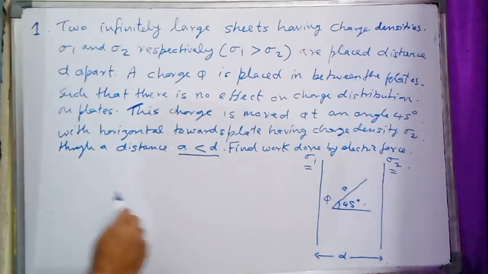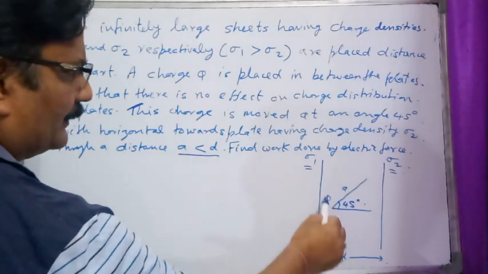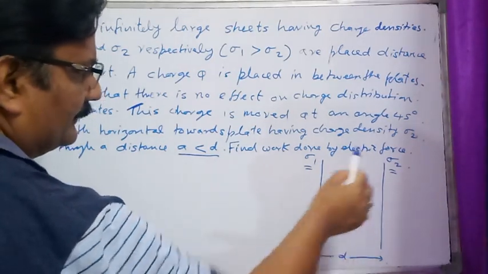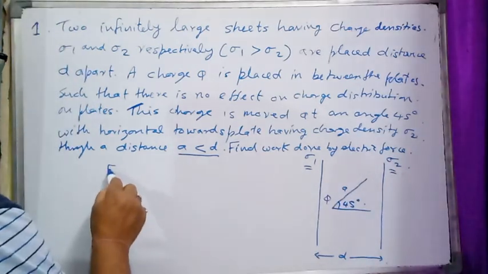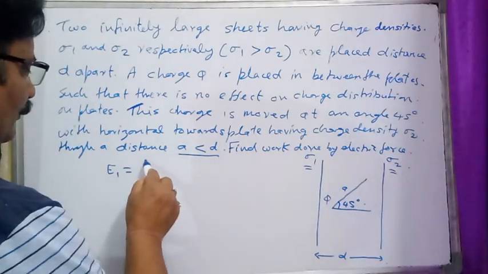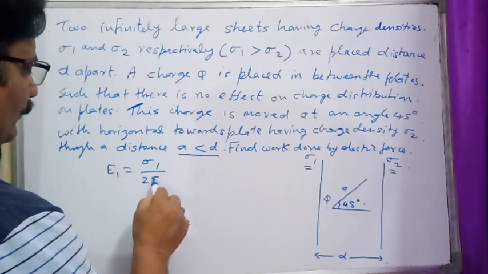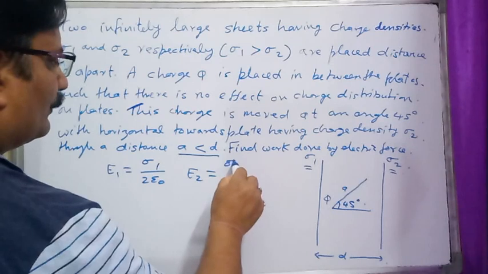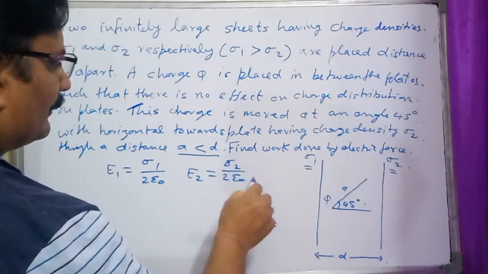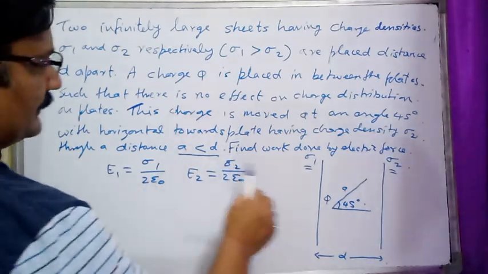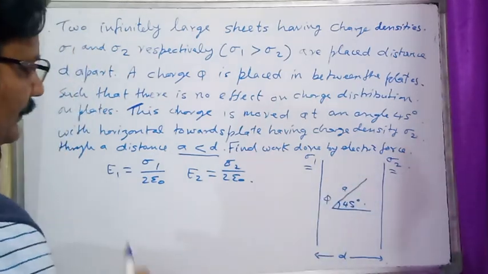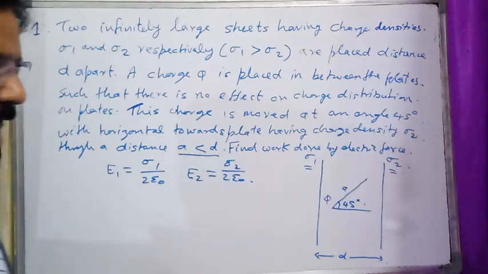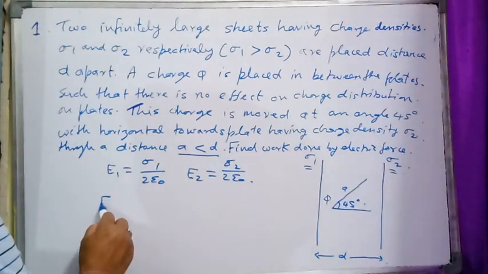So for that, electric field at a point due to an infinite sheet of charge. In the application you might have seen electric field E1 due to first plate, that is going to be sigma 1 divided by 2 epsilon naught, and electric field due to second plate E2 is sigma 2 divided by 2 epsilon naught. As charge density sigma 1 is greater than sigma 2, therefore electric field E1 has greater value as compared to electric field E2. So what is the net value of electric field?